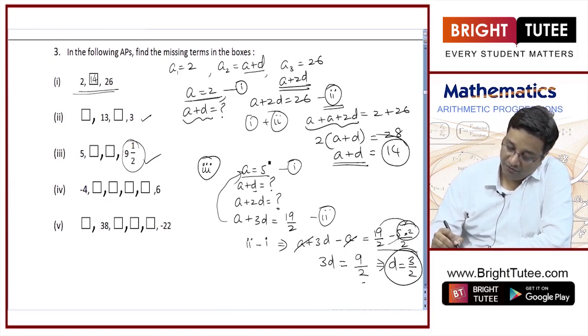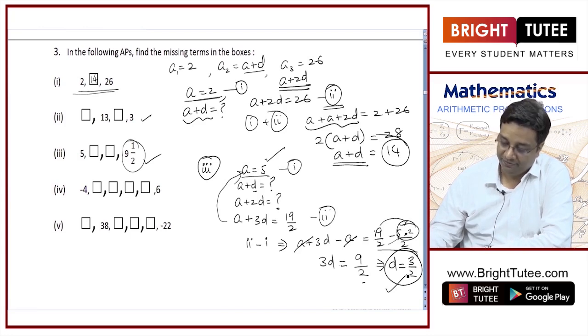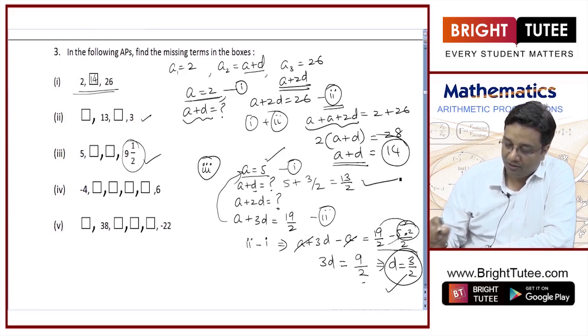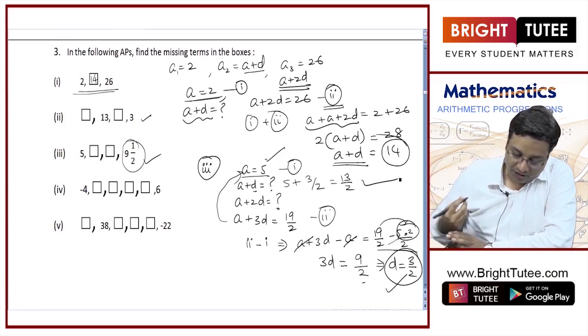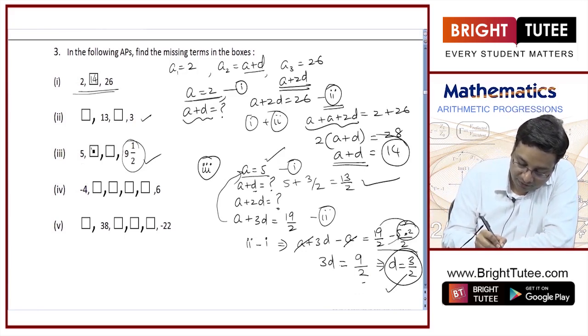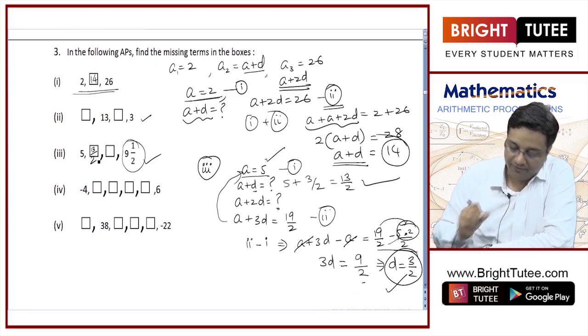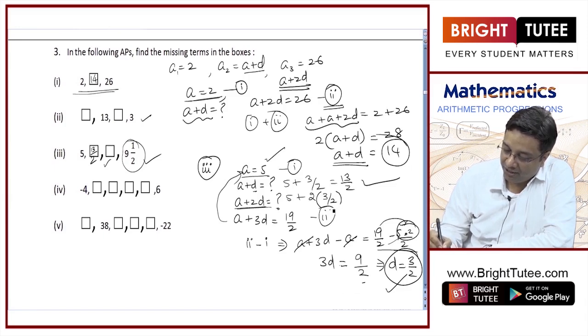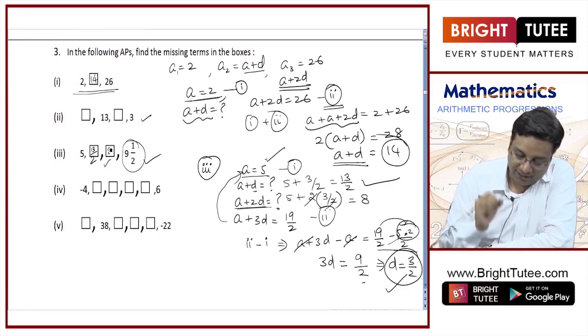So now you have got A and you have calculated D. So it is a pretty simple question now. A plus D is what? 5 plus 3 by 2. It will become 10 plus 3, 13 by 2. So this is your A plus D. Question number 3, we will fill 13 by 2 here, right? In the third place you have to fill A plus 2D, which is also very simple. 5 plus twice of D, which is 3 by 2, so you cancel 2. 5 plus 3 is equal to 8, so the third place will take 8 here, right?